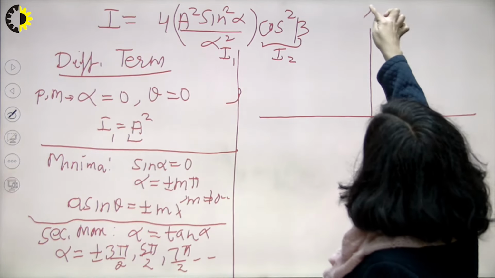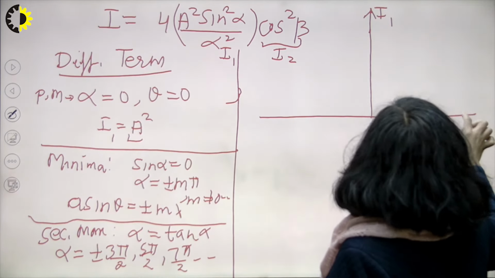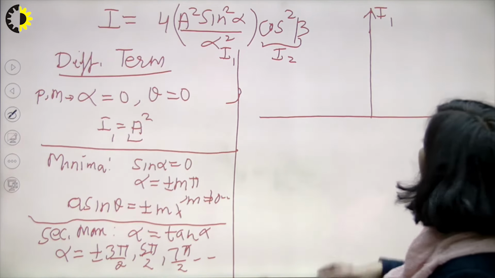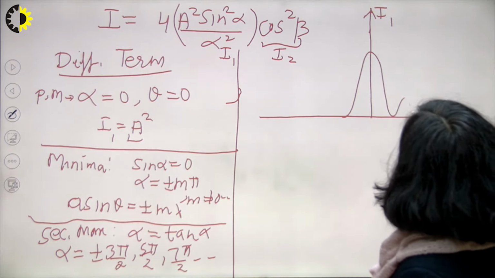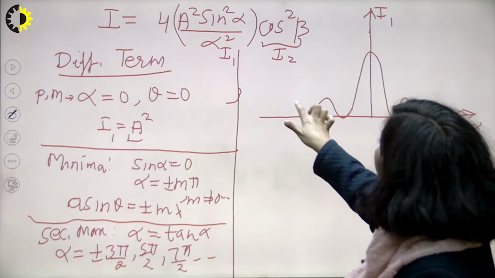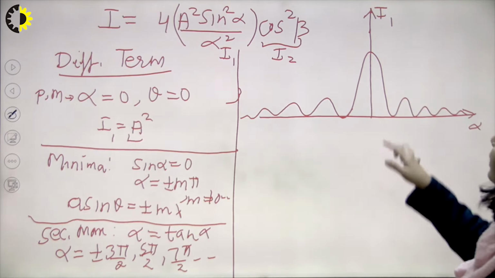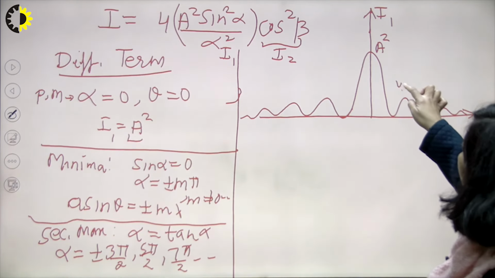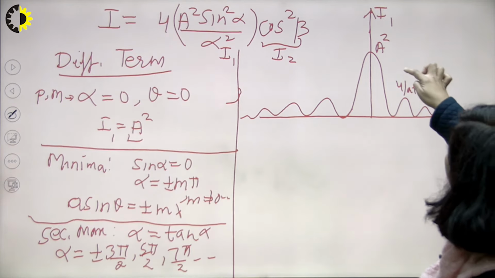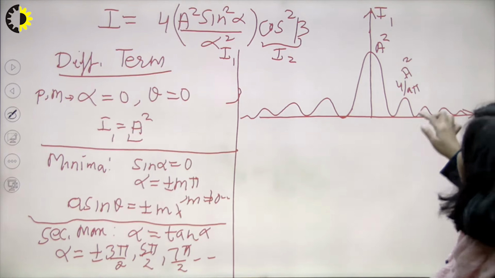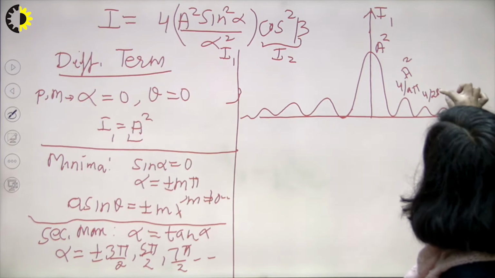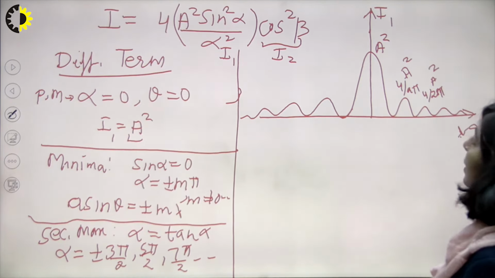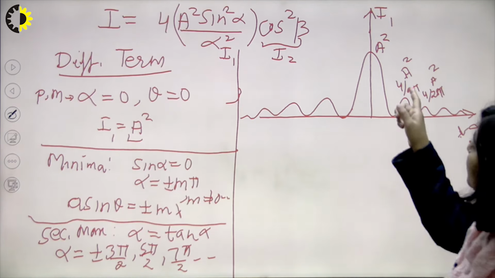So now what I am going to do here, you are having two different patterns. The first one, suppose along this direction you have I1 and along this direction you have alpha. So you know what is the graph between this a square sin square alpha upon alpha square, and this is the graph between your diffraction term, that is I1 and alpha. You know this principal maxima is having maximum intensity, which is a square. Then the first secondary maxima is having intensity 4 upon 9 pi square a square. Then the next one is having intensity 4 upon 25 pi square a square, right, and so on. So the intensity of these secondary maxima will go on decreasing. This is for diffraction term.